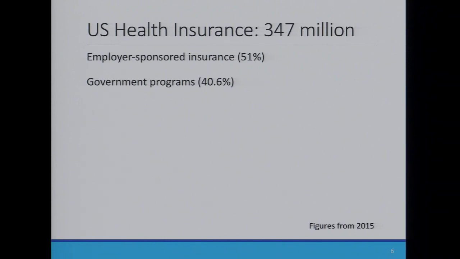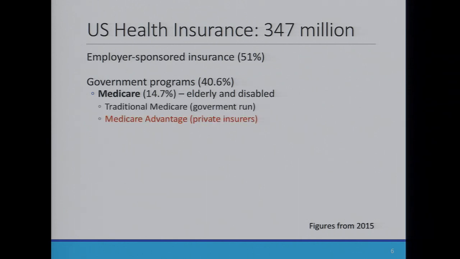40.6% of health insurance comes from government programs, and these come from a bunch of different government programs. So first we have Medicare, which is care for elderly and disabled, which is paid for by the government. This is 14.7% of people. And this is broken down into 2 different programs. The first one is traditional Medicare, which is run by the government. And what I mean here is that the government is actually the insurer. They're the ones saying, I'm going to pay for your costs.